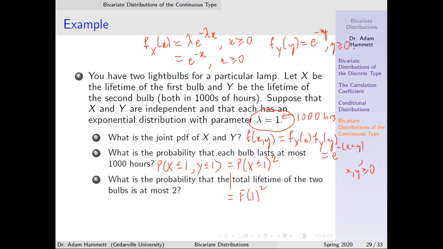Do you remember what the CDF of this thing is? So what is F sub x of little x? Well, let me erase this. Okay, so it was 1 minus e to the minus lambda x, but lambda is just 1 in this particular case. And that was for all x. Okay.